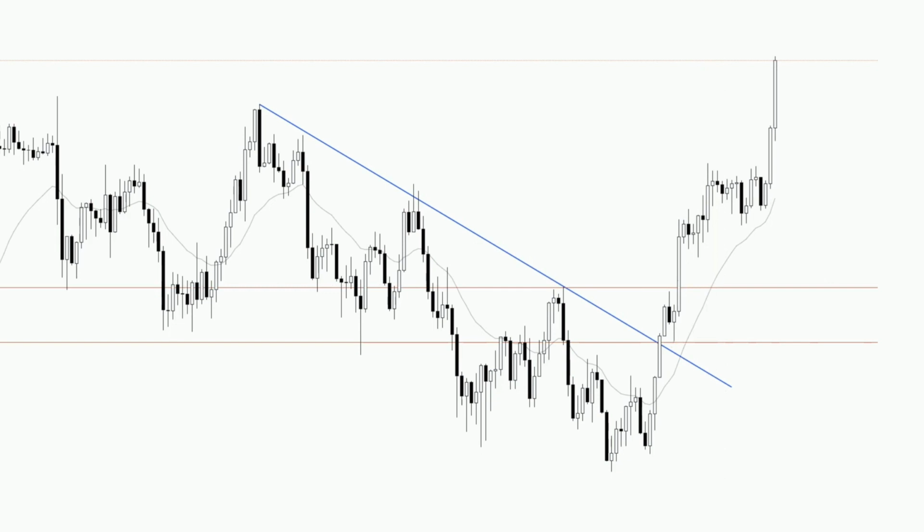For those using this breakout, pullback, re-breakout entry strategy, your winning rate is significantly improved, and you have a strong risk-reward ratio.